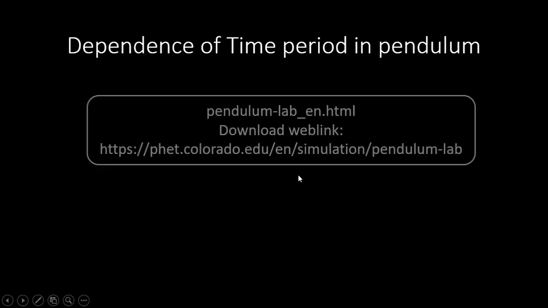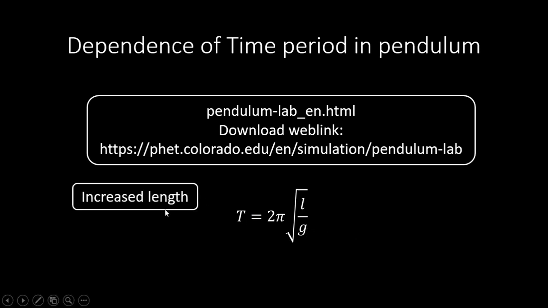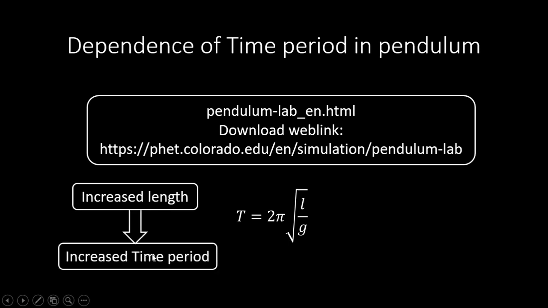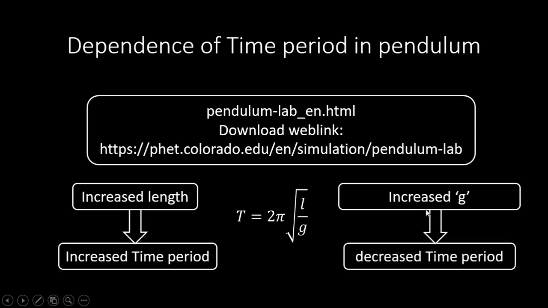And now we'll understand how the time period depends on the gravitational acceleration and length of the simple pendulum. In a simple pendulum, we know from the formula T equal to 2π root over L by g, that means time period is proportional to the square root of length of the simple pendulum, and time period is also inversely proportional to the square root of gravitational acceleration. That means if there is increased length, there is increased time period, and if there is increased g, there is decreased time period.